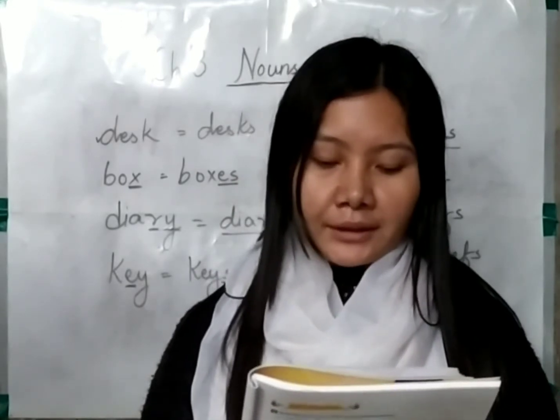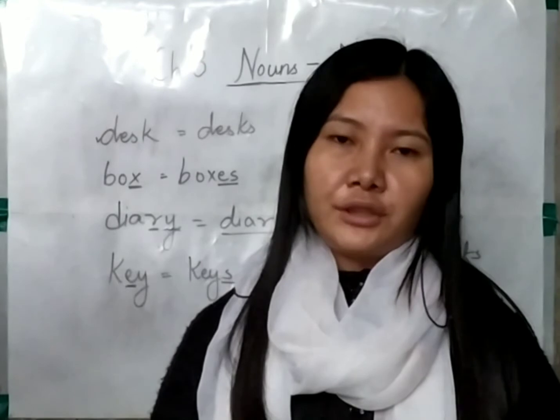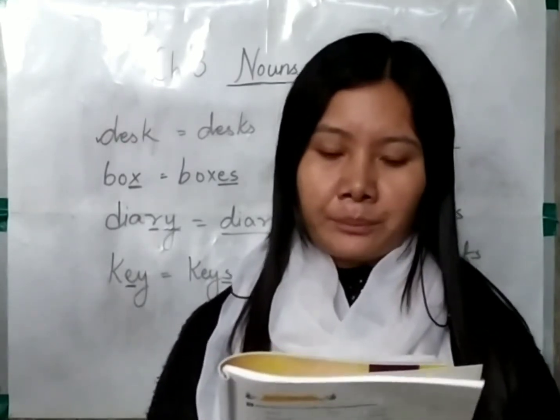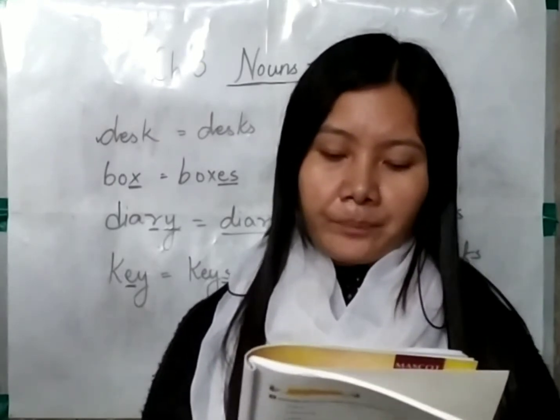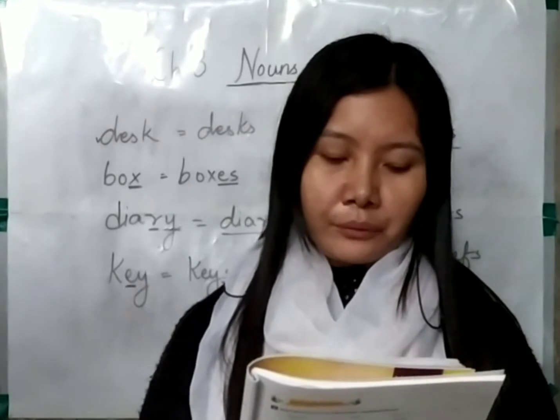Some nouns do not change in their plural forms. So you need to remember there are some nouns that do not change in their plural forms. They remain the same in their singular and plural forms. Example: deer, sheep, fish. And over here a note has been written. You can go through it over there.